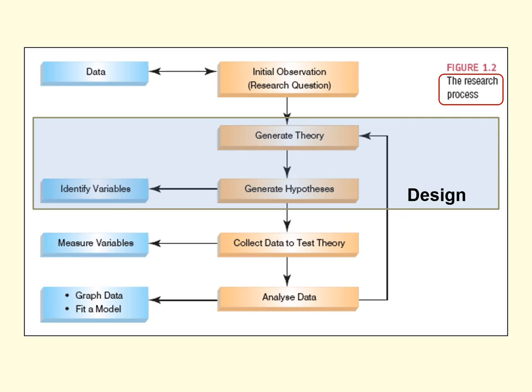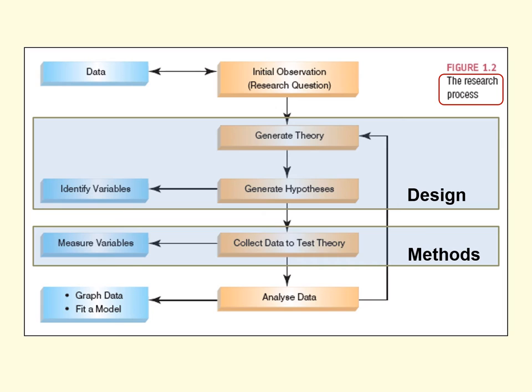Then there's a stage which we might call research methods, where we're gathering data on those particular variables to test those hypotheses and thereby evaluate those theories, which are important for those general ideas that we've had. We call this research methods, and you might even take a whole class on research methodology and learn the finer points of different ways to design questionnaires or build research apparatus and so on.